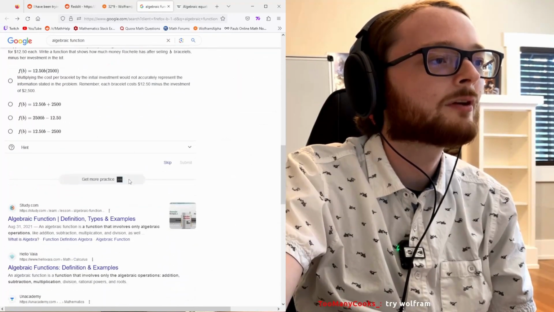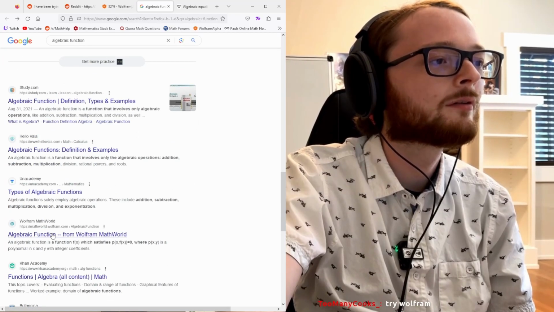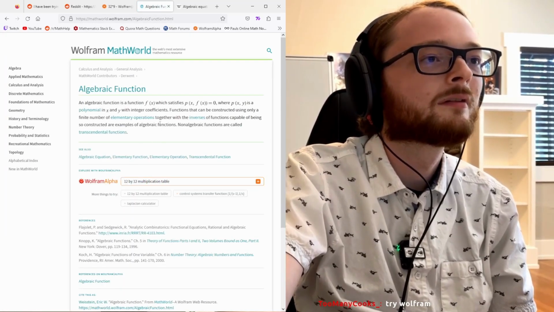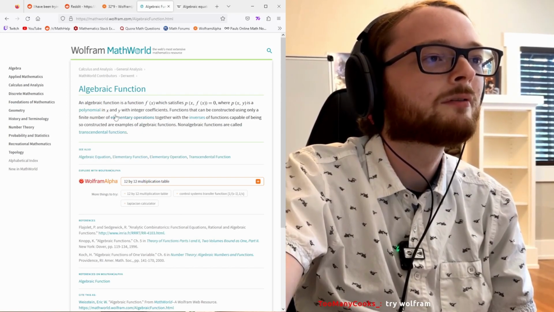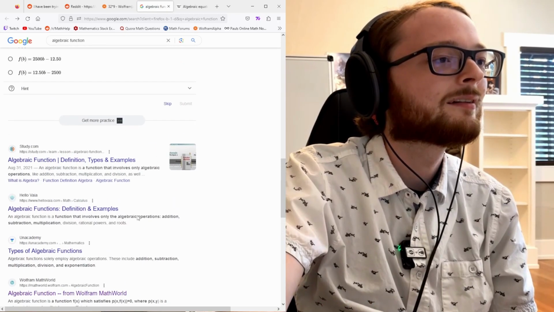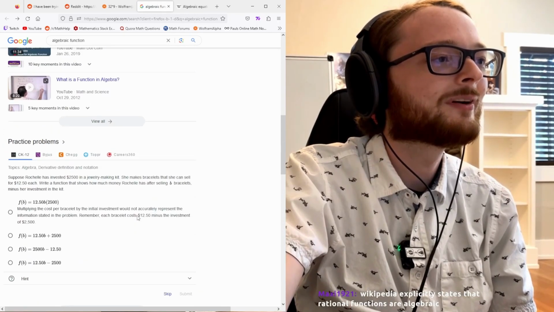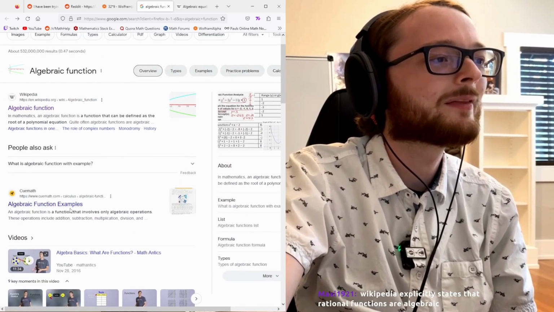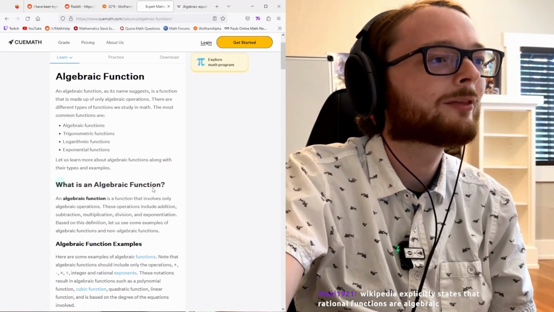Actually, there was a Wolfram one right here. P of x comma f of x equals 0. Actually, this is honestly even less helpful. That seems weird to me though, with the way that they set it up. Let me look at this QMath one.